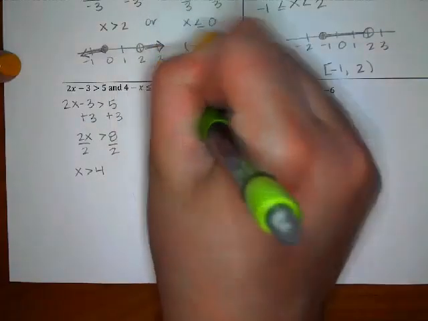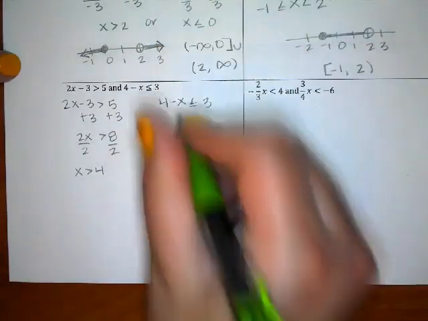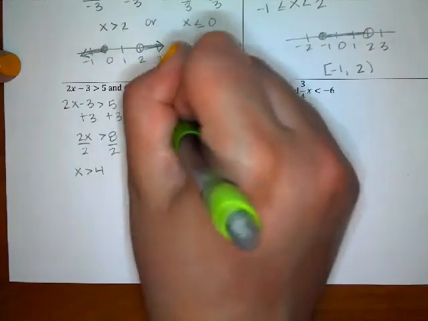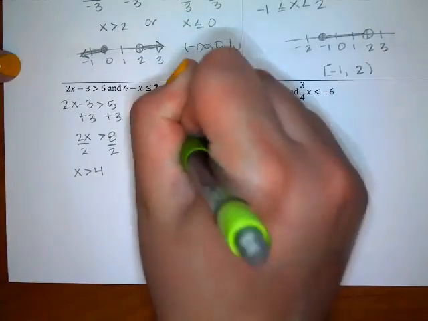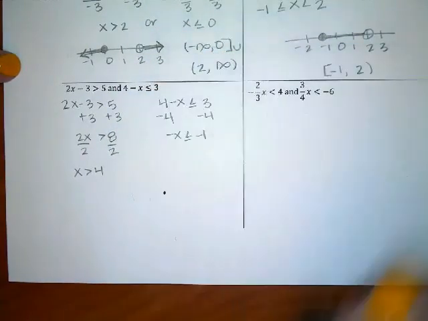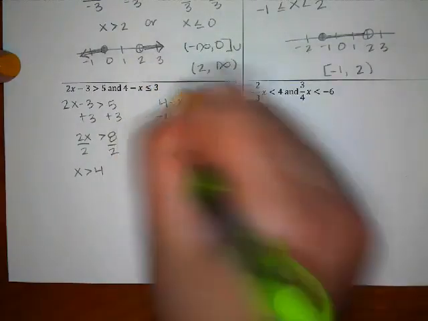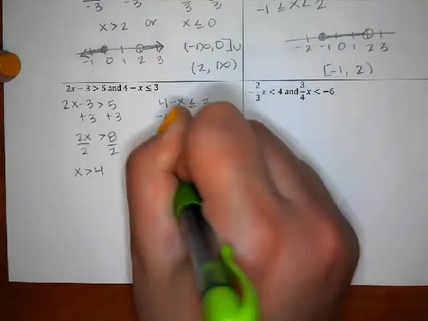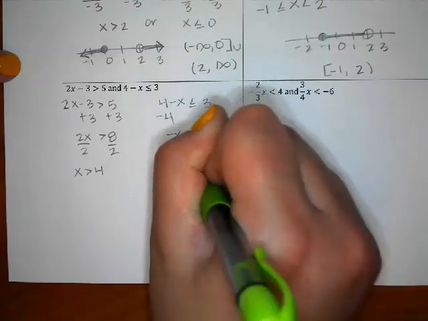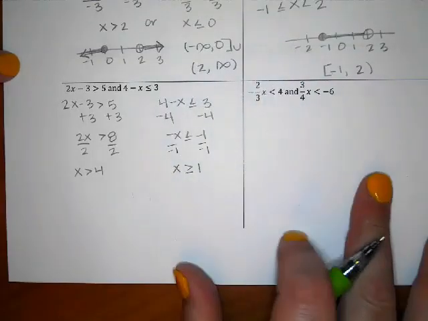Then I'll do the other one. I'll subtract 4 to the other side. Now I need to divide both sides by negative 1. X is greater than or equal to positive 1.